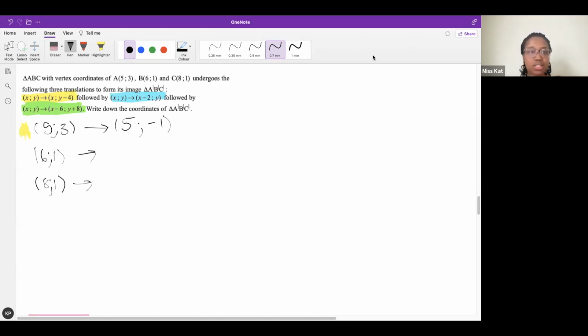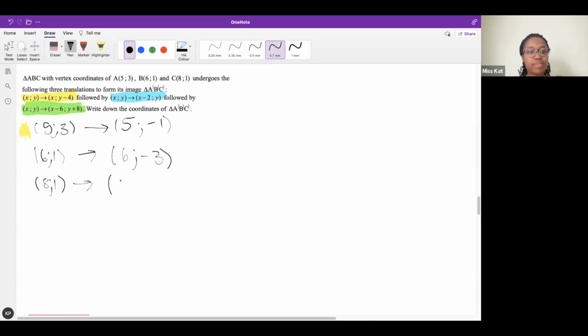Okay, Tando says 6, -3. Let's see. So it says, yes. So we're not changing the X. So it's 6. And we're going from 1 subtracting 4. That's -3. Beautiful.